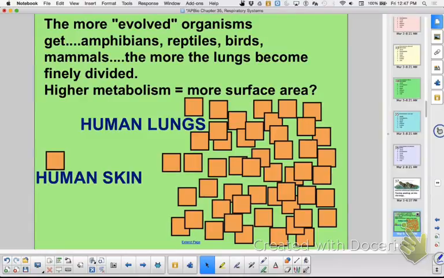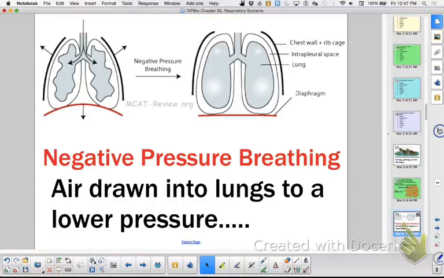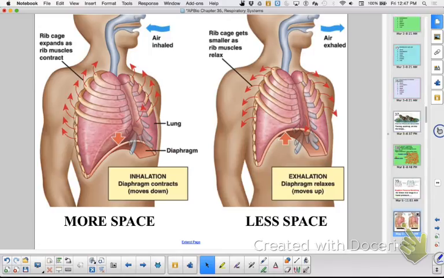Our lungs are 50 times the surface area of our skin, finely divided into alveoli. And in order to do that, we need to have our diaphragm contract, go flat, and our ribs come up and out, which creates larger space in our what? Thoracic cavity.